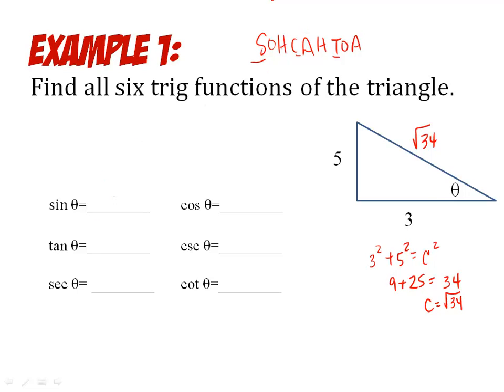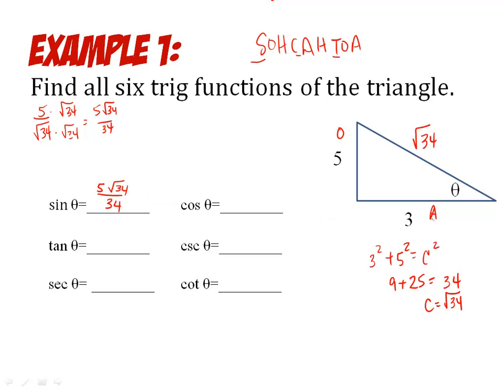So sine is the opposite. Okay, with theta, you might label opposite and adjacent if you're having issues there. So my opposite side then is a 5 over the hypotenuse, which is square root of 34. You cannot leave a radical in the denominator, so I'm going to rationalize this, and I get 5 square root of 34 over 34. There's my sine.